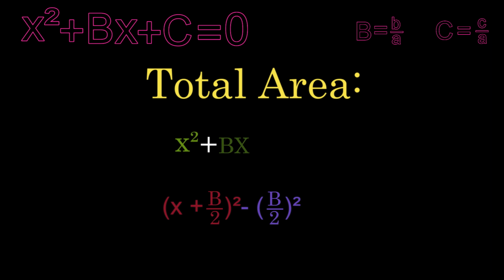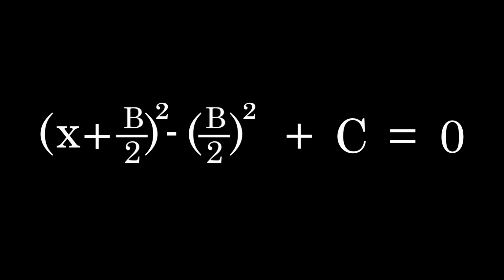Those amongst you who are observant may have noticed that if we just add c to our first area formula, we get x squared plus bx plus c, which we said by definition was equal to 0. So if we add c to our other area formula, we should also get 0. x plus b on 2 all squared minus b on 2 squared plus c is equal to 0.